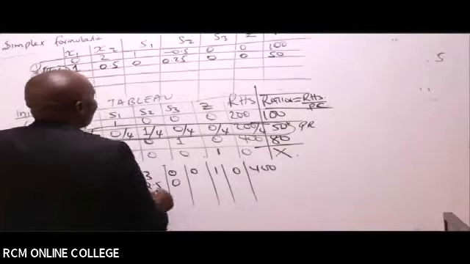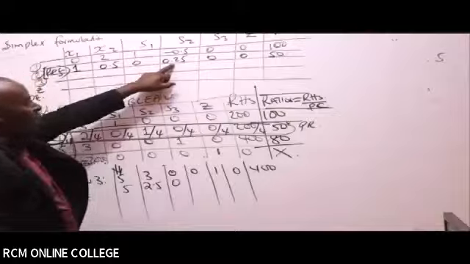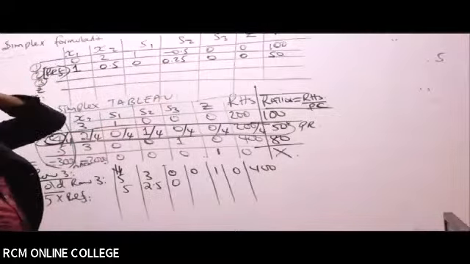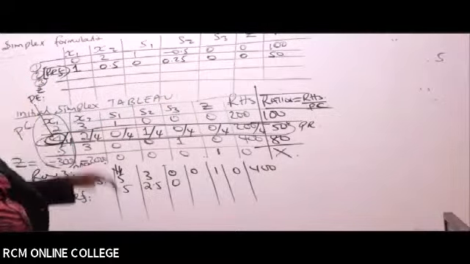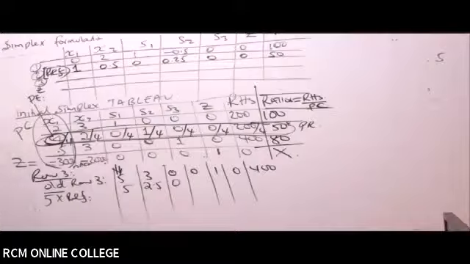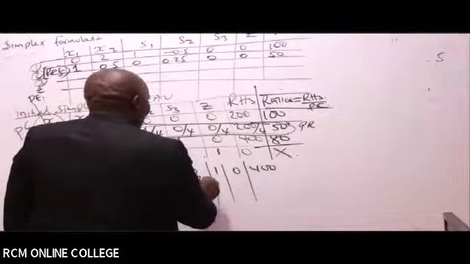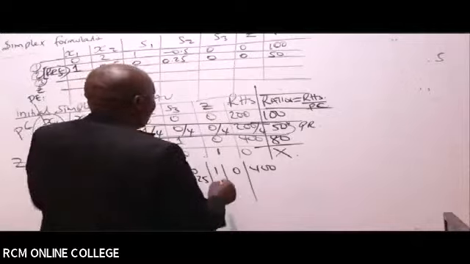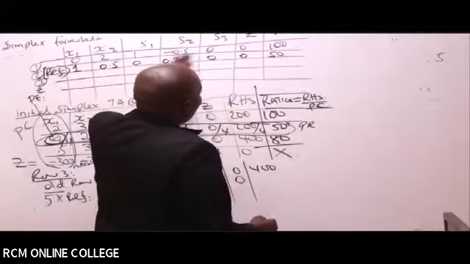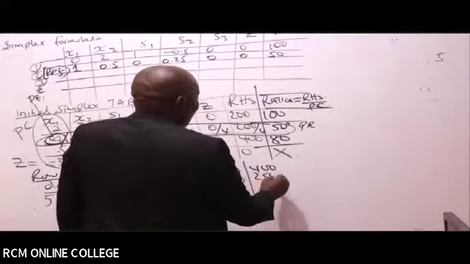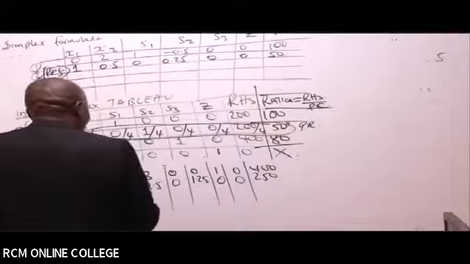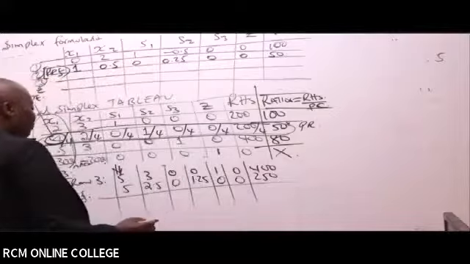This gives me 0. 5 times 0.25 gives me 1.25. Then we have 0, 0. And then we have 5 times 50, that gives me 250. Do the row reductions now.